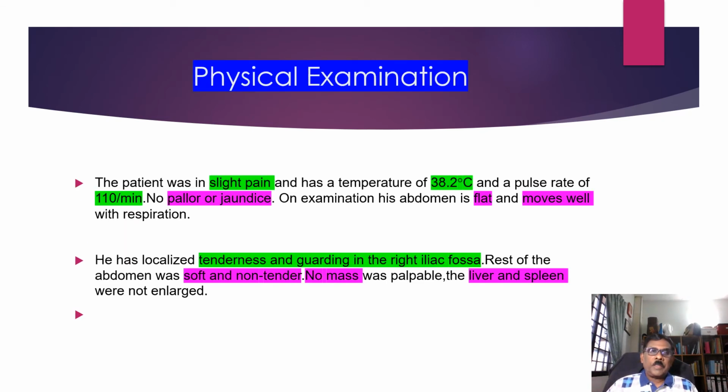Then we go to the physical examination. Again, the green highlights are the positive physical findings. The patient was in pain, had a temperature, and is tachycardic. Tenderness and guarding in the right iliac fossa. These are the positive signs. Whereas the relevant negative signs will be no pallor or jaundice, abdomen is flat, and it moves well with respiration. The abdomen was soft and non-tender over the other areas. There were no masses, and the liver and spleen were not palpable.